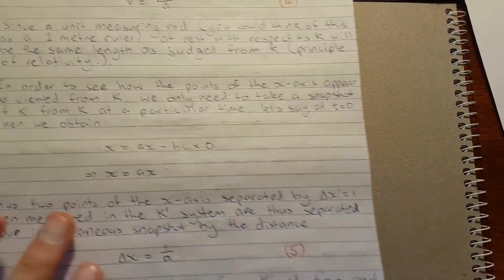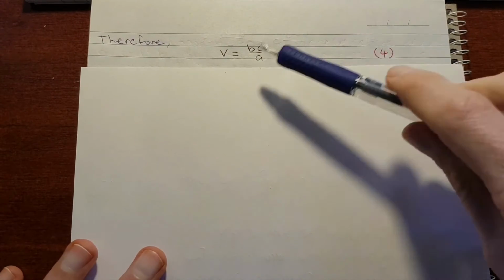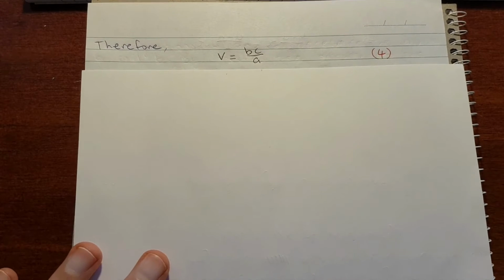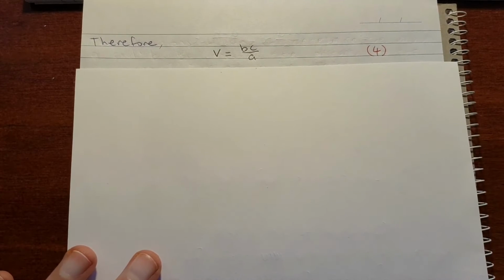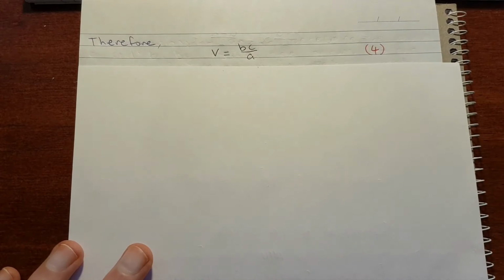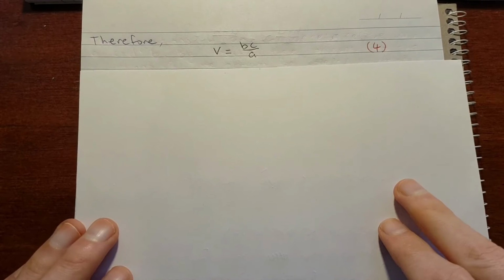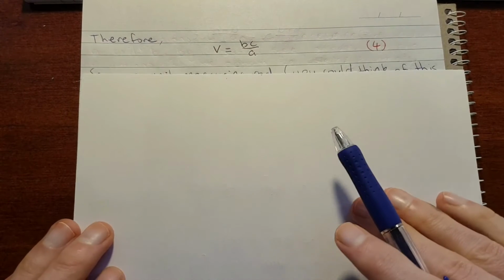So we can then say that the velocity of our train is equal to BC on A, or if you want to be more abstract, the velocity of the K-primed system with respect to K is V. And you can say it the other way around as well. You can say the velocity of the K system with respect to K-primed is also V, because the person on the train sees the platform zooming past them, and the person on the platform sees the train zooming past them. Okay, so hopefully that's clear. If it's not, don't worry too much. Let's keep going.